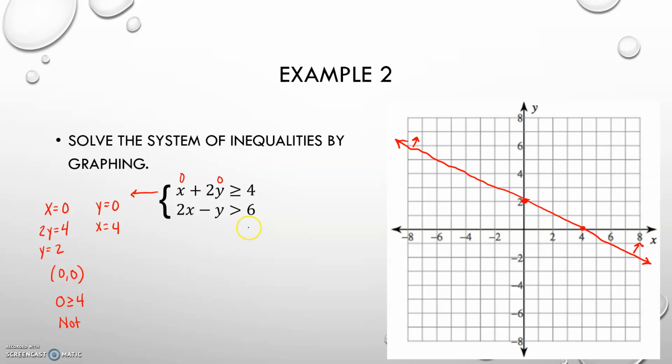For the second one, we have x equals 0 and y equals 0. So this would give me negative y equals 6, which means that y equals negative 6. And then 2x equals 6, which would mean x equals 3. So I'm going to graph those 2 points. And that gets a dotted line.